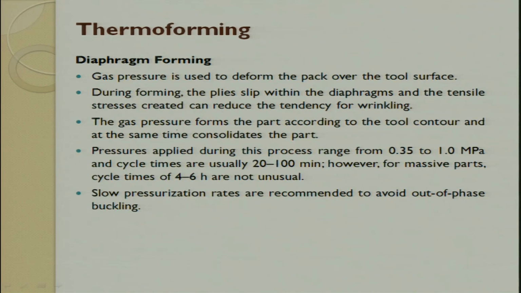The gas pressures are used to get the forming, and the gas pressures form the part according to the tool contour and also get it consolidated at the same time. The pressures we operate at are 0.35 to 1 megapascal. The cycle time can go up to 100 minutes. If you want to have a massive part, it can also go for 4 hours. Slow pressurization is very important so that you avoid defects.